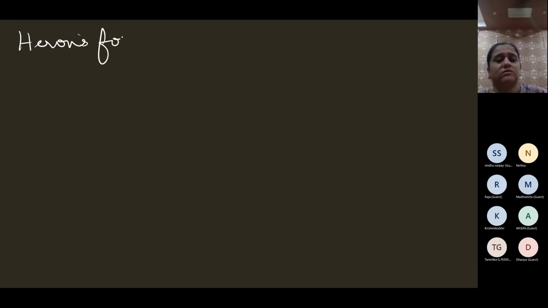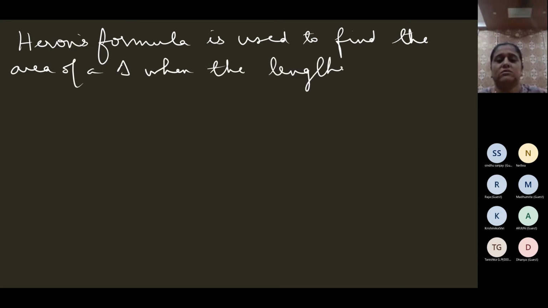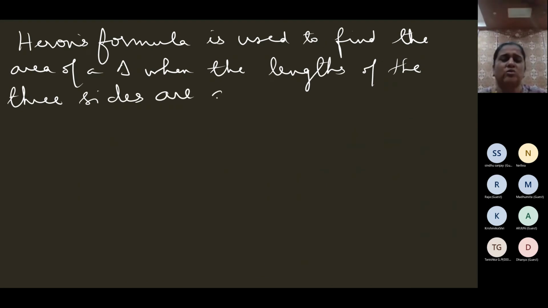So when do we use Heron's formula? Heron's formula is used to find the area of a triangle when the lengths of the three sides are known or given.